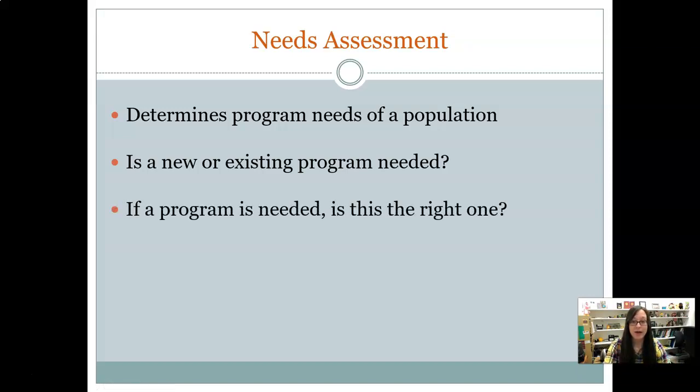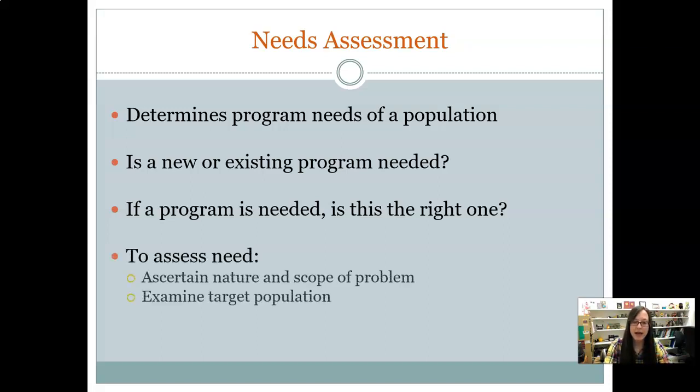And then if a program is needed, is this one, whether it's new or existing, the right one that we need? That's another question. To do that, we want to look at the nature and scope of the problem, but also at the target population, the population that is believed to have the need for that program, or that the program is supposed to serve, its intended audience, basically. And so maybe you want to look at the characteristics of the population. Is this program appropriate for this population?